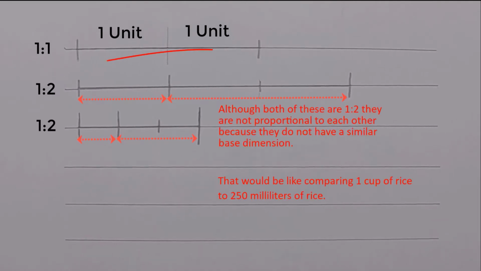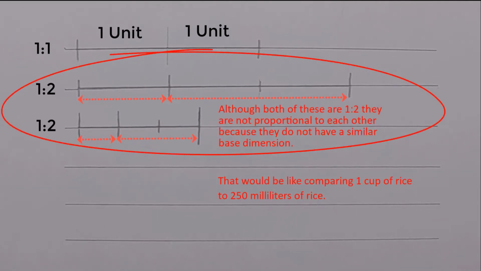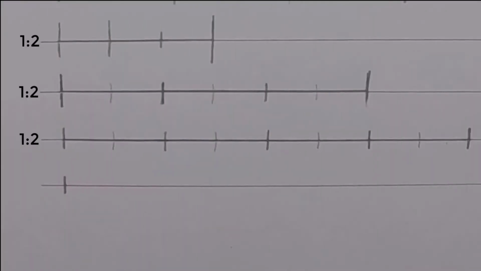However, these two are not proportional. Although both of these are 1:2, they are not proportional to each other because they do not have a similar base dimension. That would be like comparing 1 cup of rice to 250 milliliters of rice from the analogy in video 2. If we apply characters to these units and proportions, we can then compare the proportions.